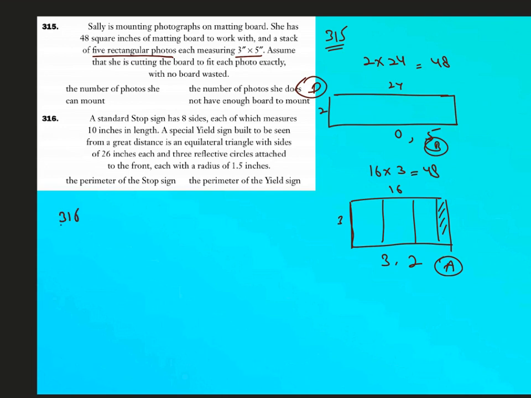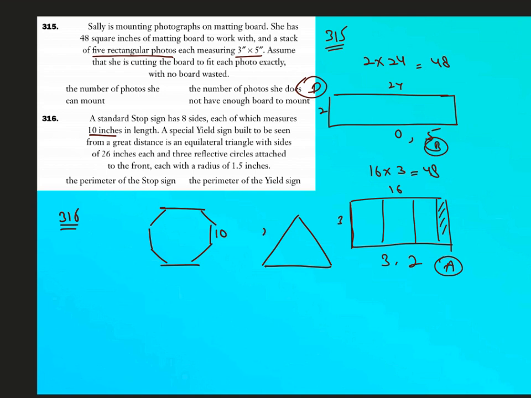So 316. A standard stop sign has 8 sides. So it's a regular octagon because all sides are equal. So I'm just making a rough one. Something of this sort. Now the special yield sign is built to be seen from a great distance. Okay, so there is an equilateral triangle with 26 each.